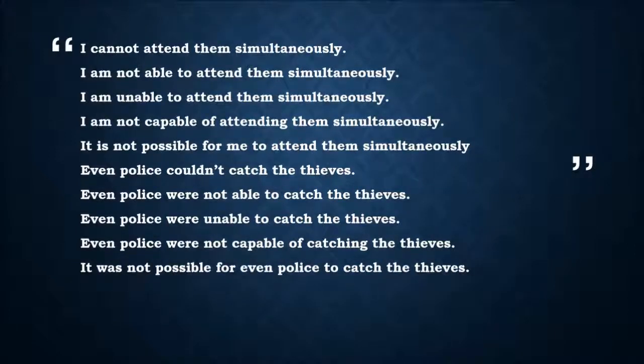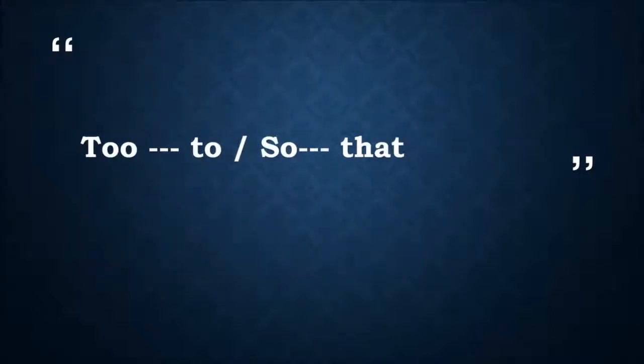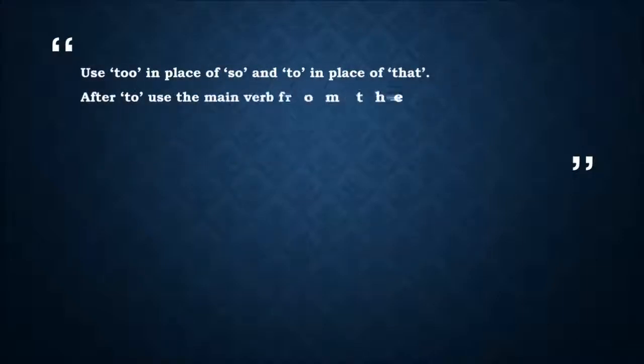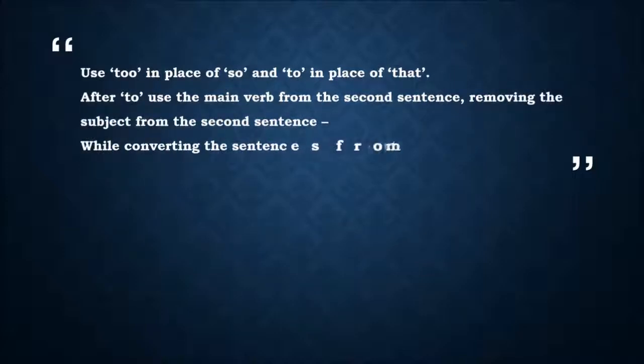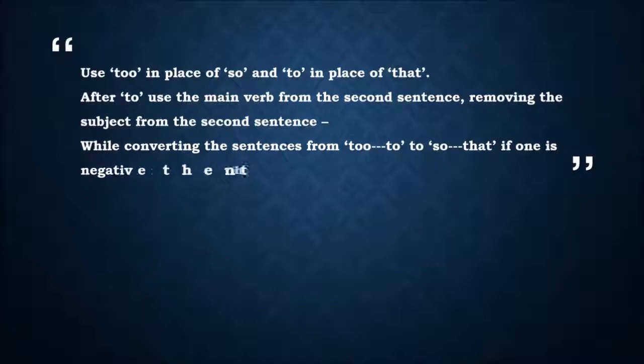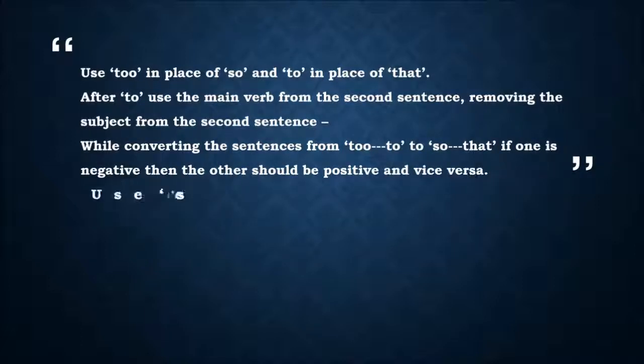Too/so that: use so in place of too, and that in place of to. After that, use the main verb from the second sentence, removing the subject from the second sentence while converting the sentences from too to so that, so that if one is negative, then the other should be positive, and vice versa. Use so in place of too and that in place of to. After that, use a clause with can if the sentence is in present and could if the sentence is in past. E.g. He is too tired to wait. He is so tired that he cannot wait.